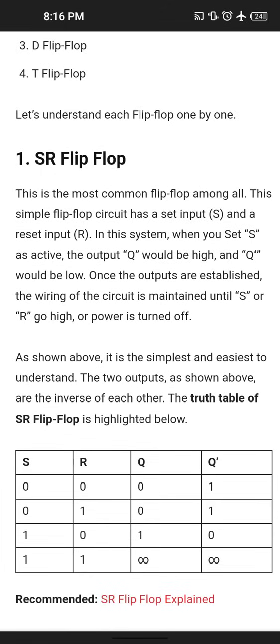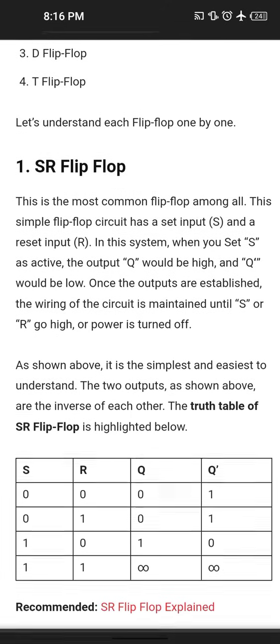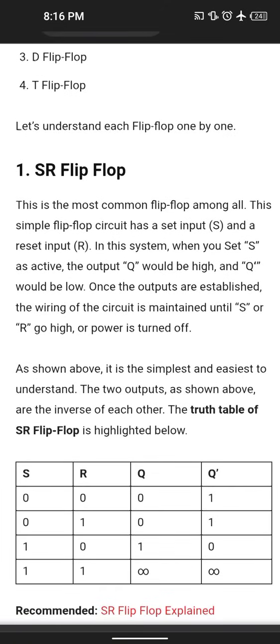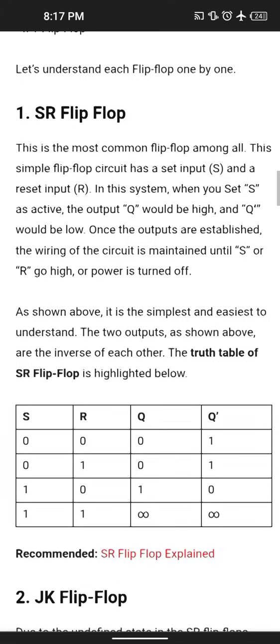The two inputs as shown above are the inverse of each other. The truth table of the SR flip-flop is highlighted below. S and R are 0, 0, 1. This condition is no change. When S is equal to 0 and R is equal to 1, then Q is equal to 0 and Q bar is equal to 1. No change condition applies.